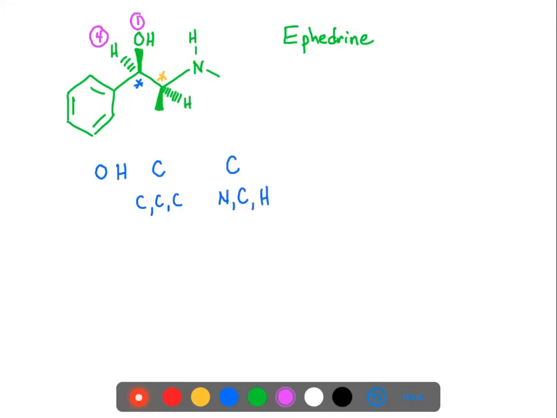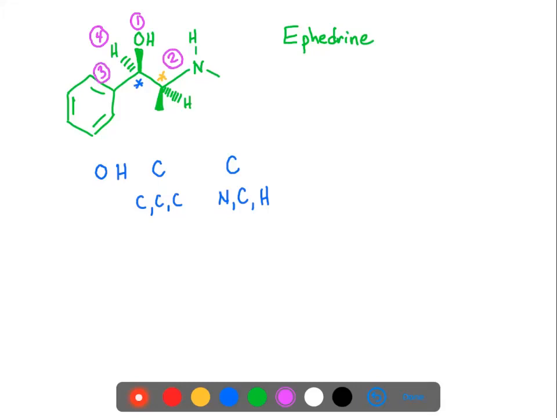So when we compare the nitrogen to carbon, nitrogen has a higher atomic number. And so this will be the second highest priority group in our structure for that particular chirality center. So this will be group 2, and the phenyl ring will be group 3.